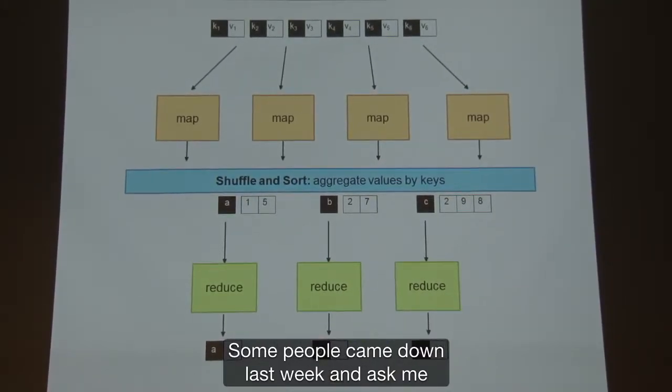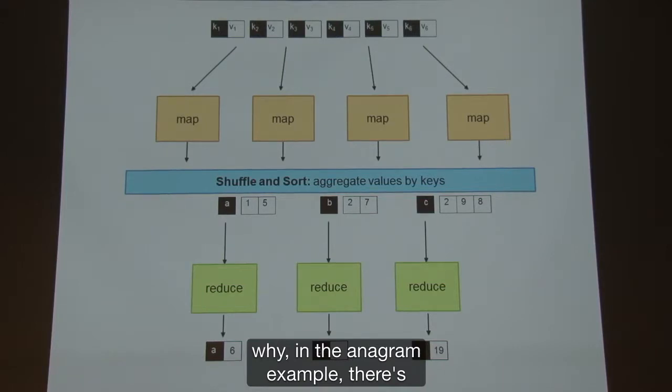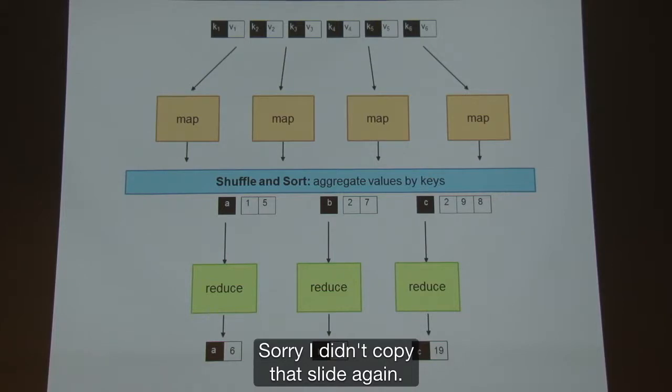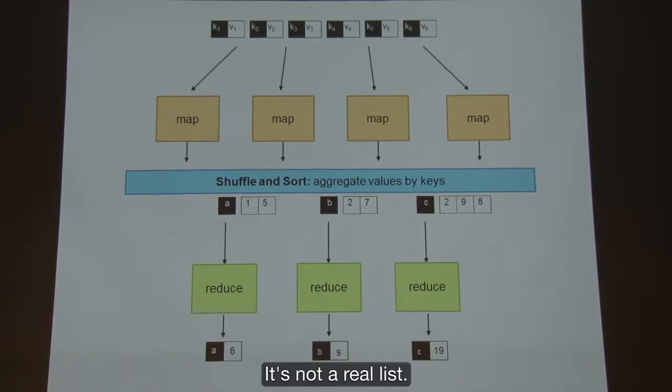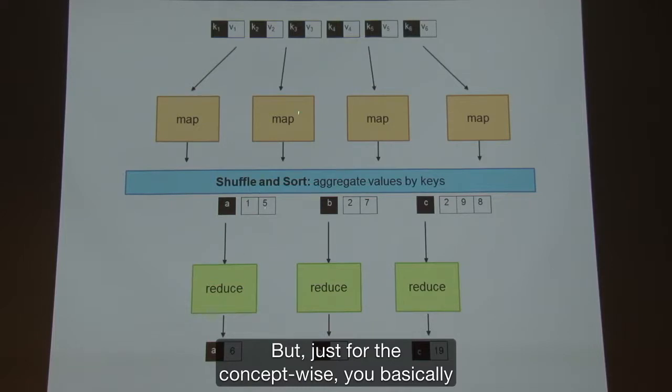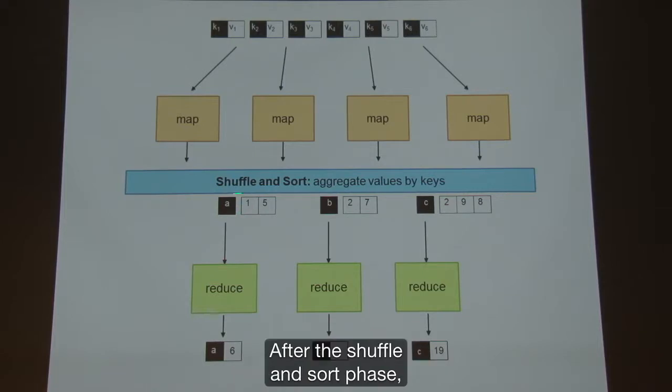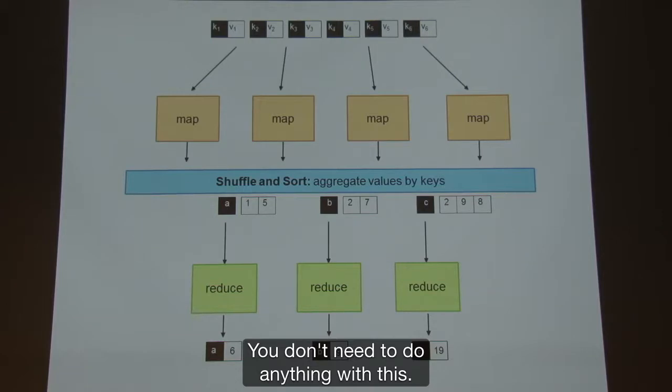Some people came down last week and asked me why, in the anagram example, there's a line of code where I take this, which already looks like a list, and put it into a list. Sorry, I didn't copy that slide again. That's because this is an iterator that comes out of there. It's not a real list, so you need to reformat it. Conceptually, you basically have this whole assembly of all the values that belong to one key after the shuffle and sort phase. The shuffle and sort is transparent to you. You don't need to do anything with it, and in fact, you can't do much with it.